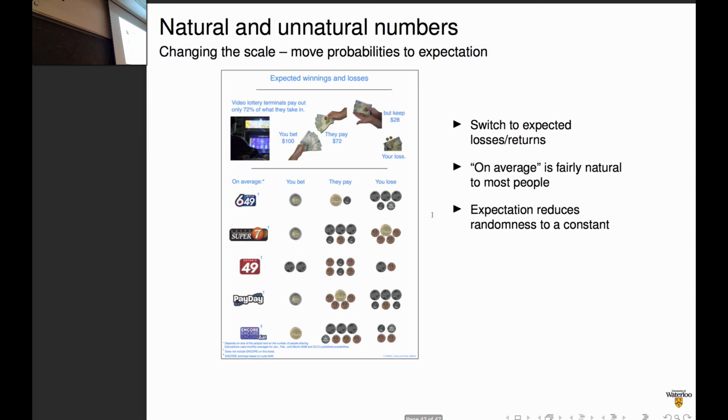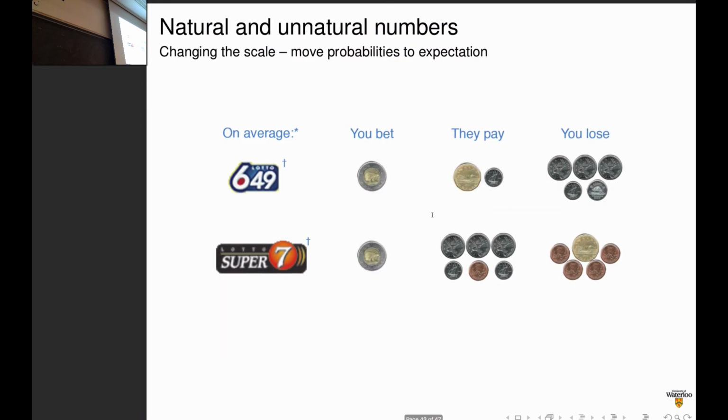Another thing is to turn this into expectation. So I bet so much and they pay out on average. What do you lose on average? Then you can compare various lotteries by how much money you pay and how much you expect to win. And that removes the randomness in the sense that it all becomes expectation, same as that timeline, expected time to win. So for Lotto 649, they pay out $1.10 on every $2 bet. So they're making money.